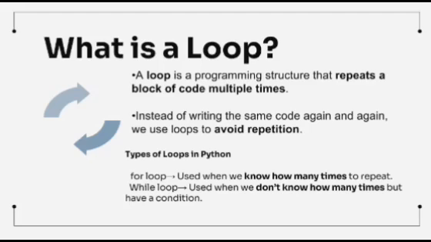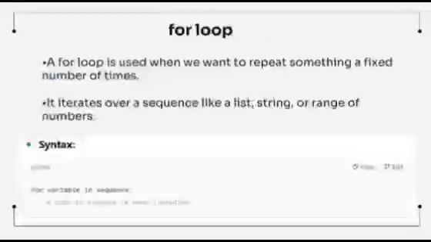So a loop is a programming structure that repeats a block of code multiple times. Instead of writing the same code again and again, we use loops to avoid repetition. Types of loop in Python. For loop, use it when we know how many times to repeat. While loop, used when we don't know how many times but have a condition. So let's have a look at the example.